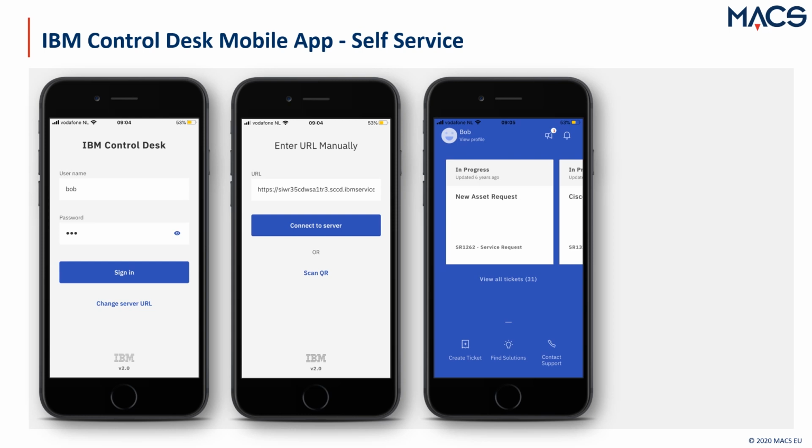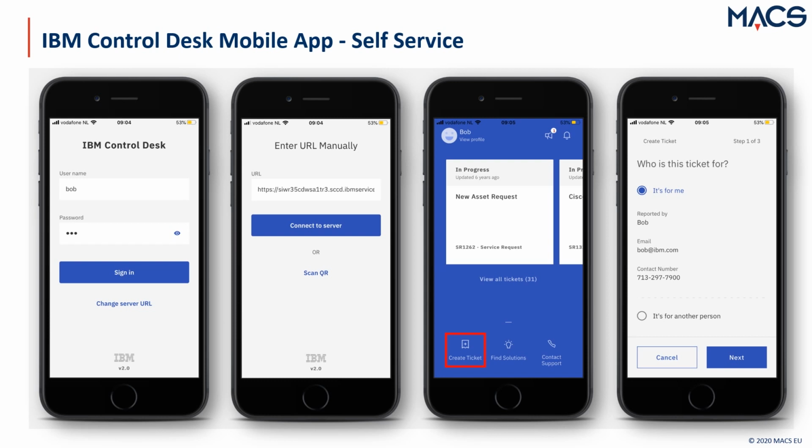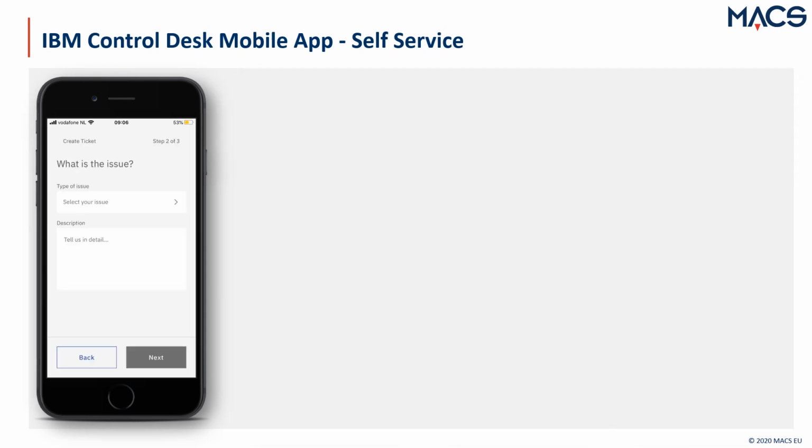But when I now click on create ticket, I directly get the question, who is this ticket for? So as you can see top right, it will guide me through those steps, 3 of them, to create a new ticket for my problem or something. Now in this case it is for me, so I click on next and it will bring me to step 2 basically, and the next question, what is the issue?